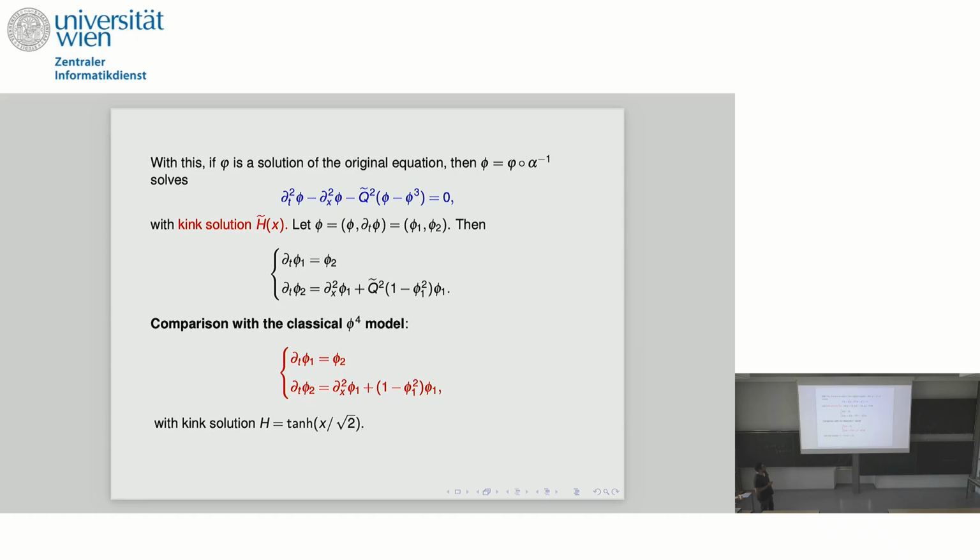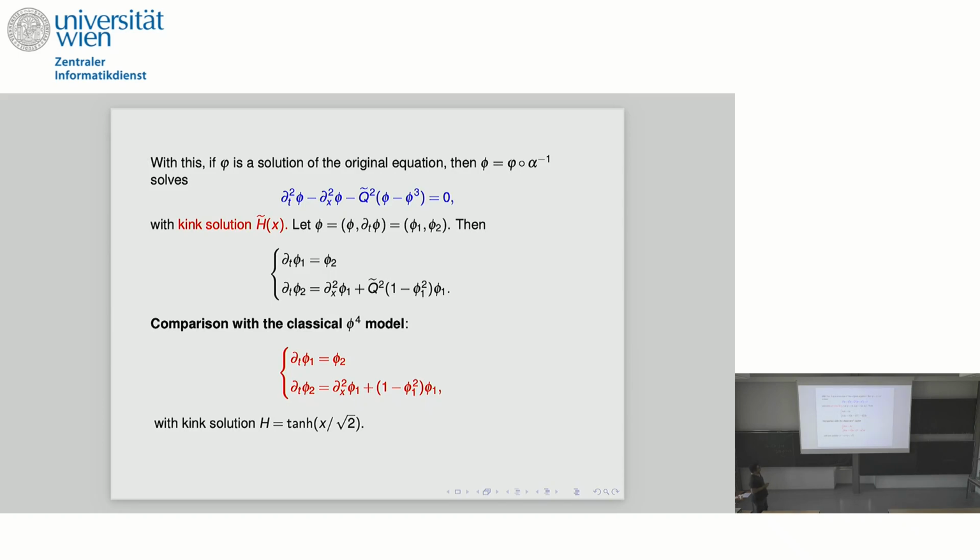So you get the wave operator, right? And the nonlinear part is multiplied by Q tilde squared. If you remember that Q tilde decays like 1 over x, then Q tilde squared is like 1 over x squared. So in some sense, this is a dynamic that is similar to Yang-Mills, okay?